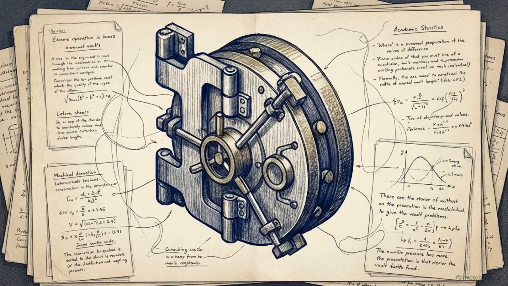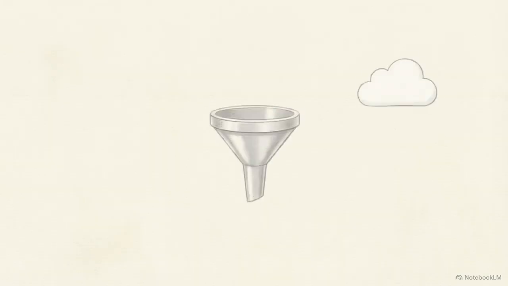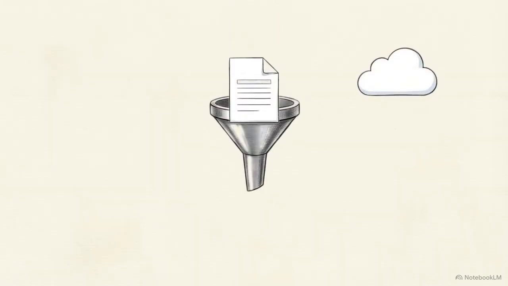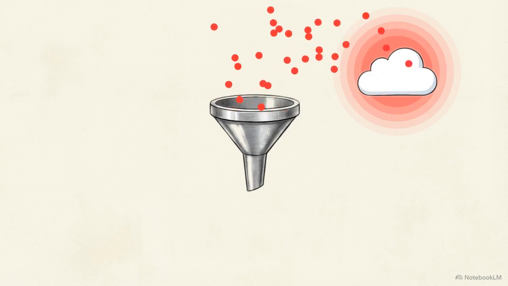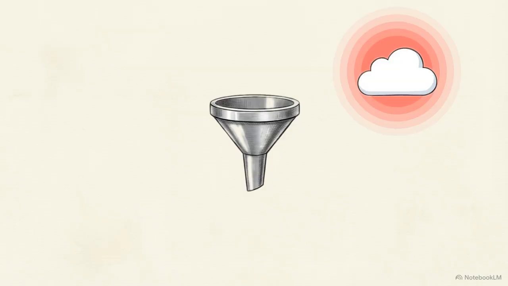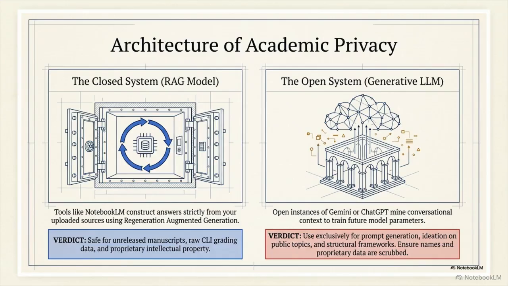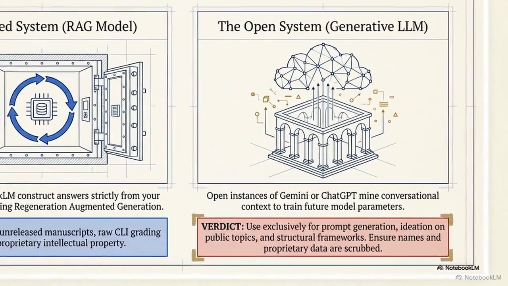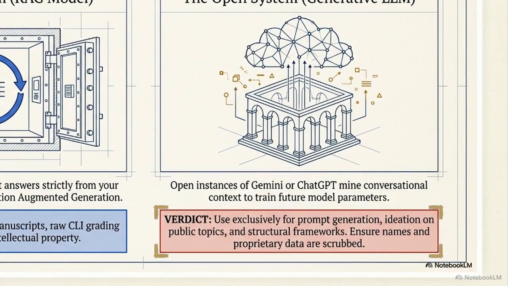Academic integrity rests on the absolute protection of participant data and unreleased intellectual property. Uploading raw focus group transcripts or draft manuscripts directly into open generative AI models creates an immediate security vulnerability. This schematic maps the risk. Open systems on the right actively mine uploaded files to train future models. Any proprietary research entered here becomes public knowledge.